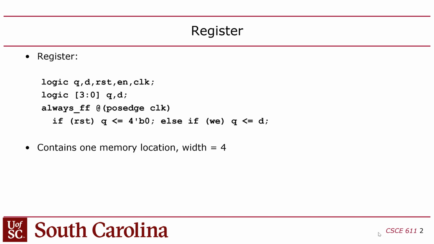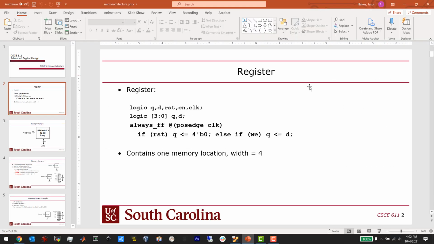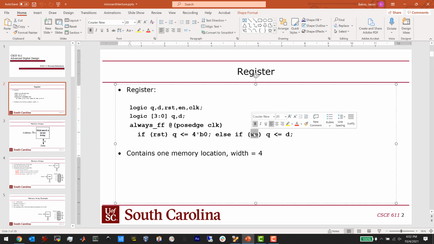Yes? Should it be the enable signal instead of the WE signal? Else if, and then Q assign D. Well, this is write enable, WE. Oh, you're right. Yeah, it's EN here. That's a good catch. That should be EN. Enable, write enable, you decide on one of the two. I'll just change it to EN. Yeah, that's a good catch.